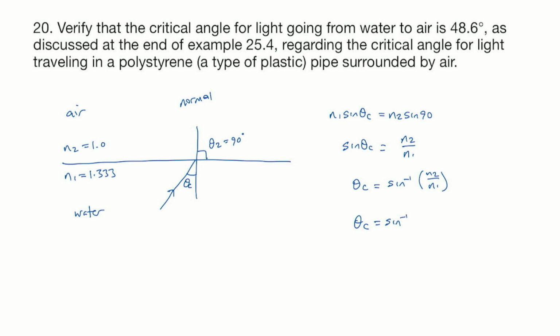Substitute the numbers. N2 is the air side, so that's going to be 1.0. N1 is the water side, that's 1.333. And it is important to use all the digits. I did the computation and I got 48.6, and that's what we needed to show.